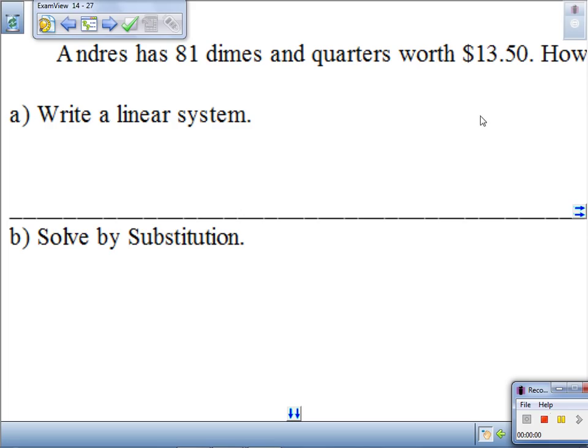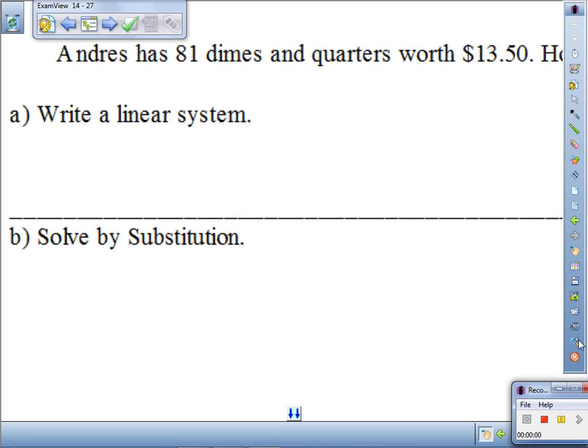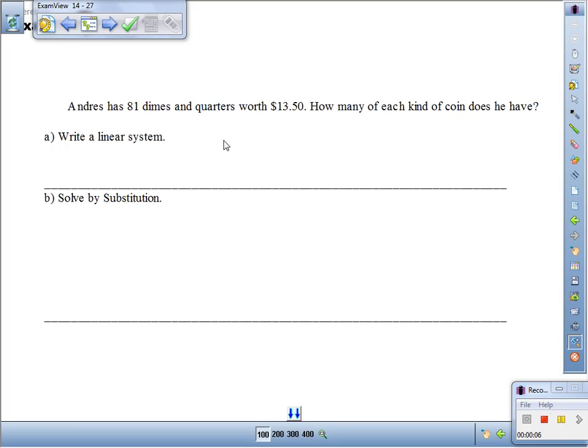Number 14. Let me zoom out to read the problem. Focus, please. It says, Andres has 81 dimes and quarters worth $13.50. How many of each of the coins does he have? Write a linear system. So to write our system, check this out.